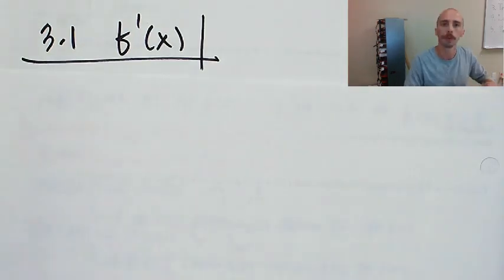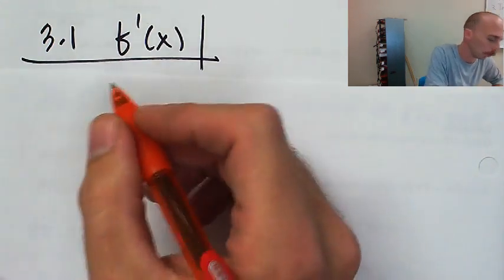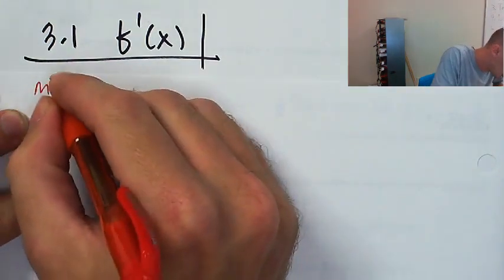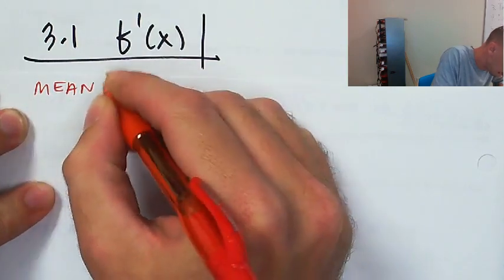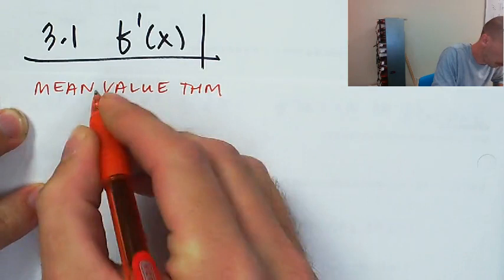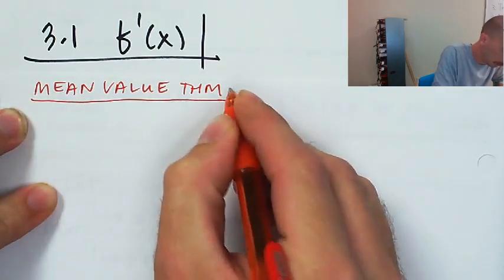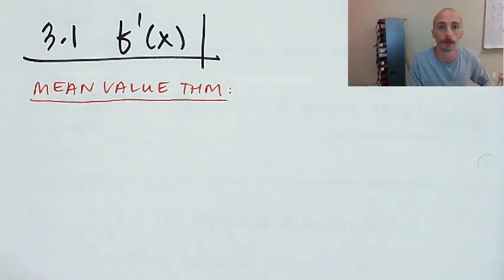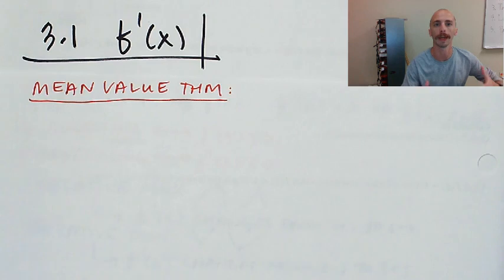Okay. One other thing that we talked about in the 3.1 lesson was the mean value theorem. The gist with the mean value theorem is that if a function is differentiable over an interval, and that's going to be the big if, f is differentiable, then there's got to be some place on that interval where the instantaneous rate of change is equal to the average rate of change. So I'll just write that in.